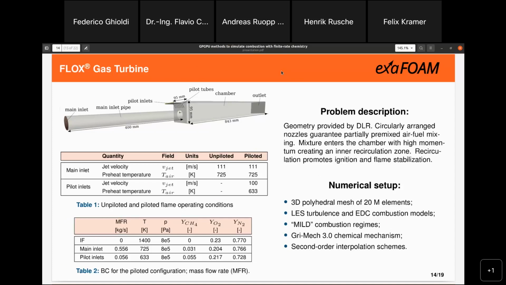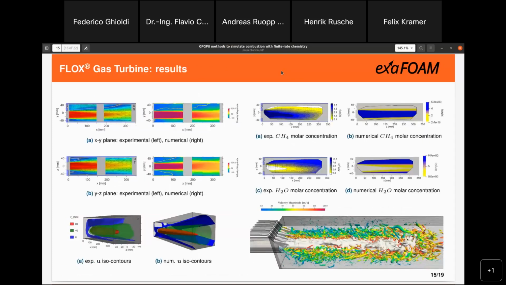Again, the geometry is provided by DLR in the two different configurations that we have, because there are two configurations available. One is the unpiloted configuration. The other one is the piloted configuration, for which the pilot inlets are activated. And that is the major difference among the two cases. And again, these have already been investigated without GPU, and we are now investigating this by means of the GPU as well, combined with the massive number, of course, of CPUs.